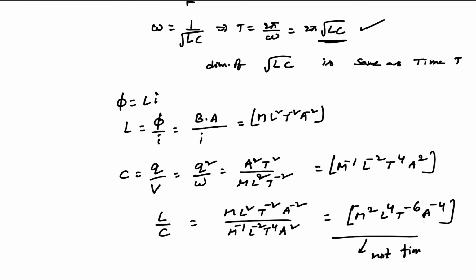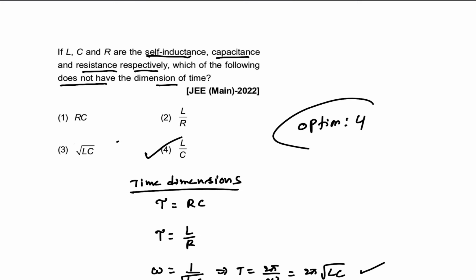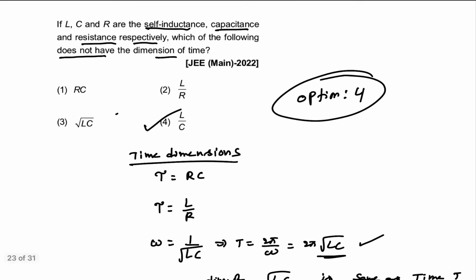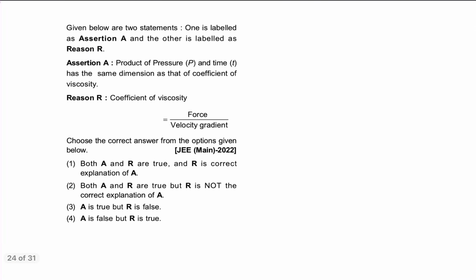You can see it is not a time dimension. So which of the following is the correct option? Option 4 is the correct option. Remaining you can remove. Option 4 does not have the dimension of time. Okay, next one.